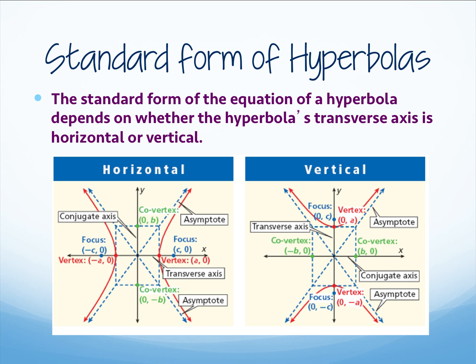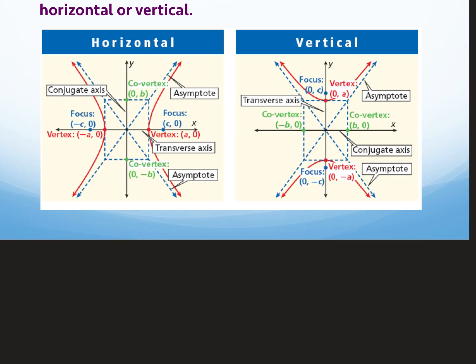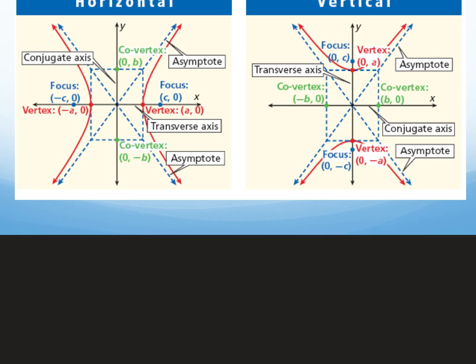So here we have the standard form of a hyperbola. Some important things to make note of, just like we did yesterday. Our value A is going to be the distance from the center to the vertex.